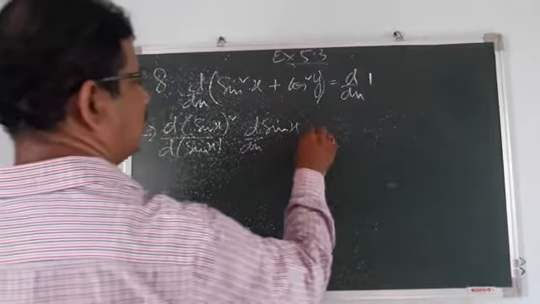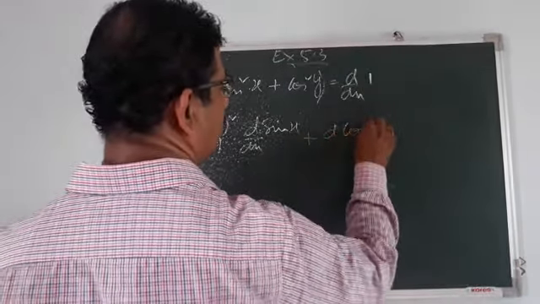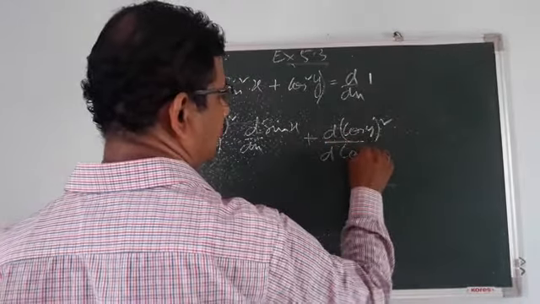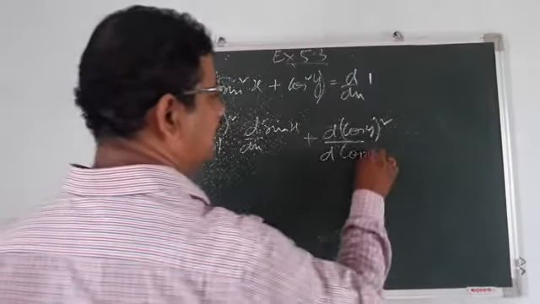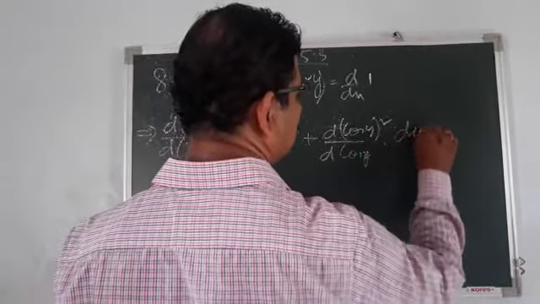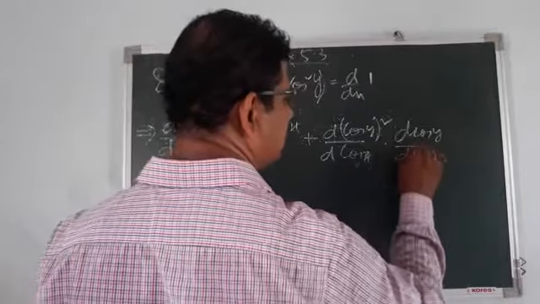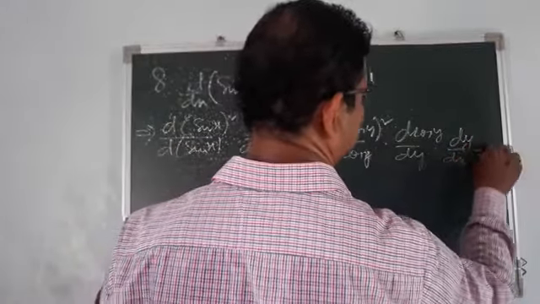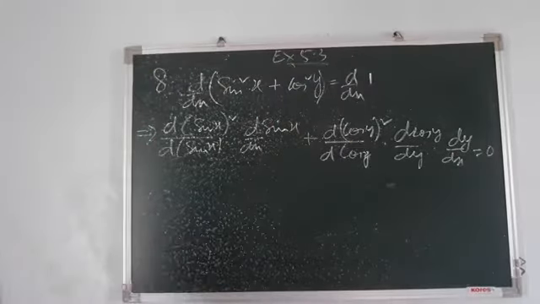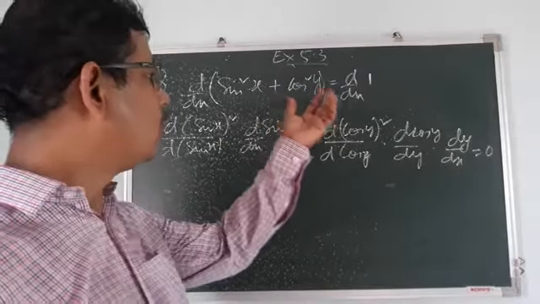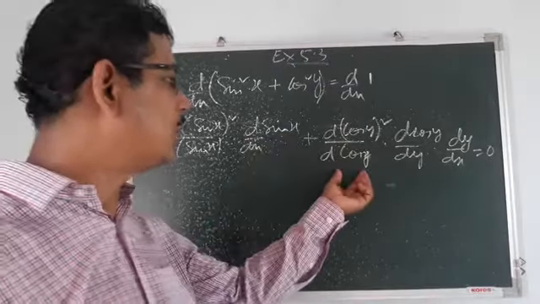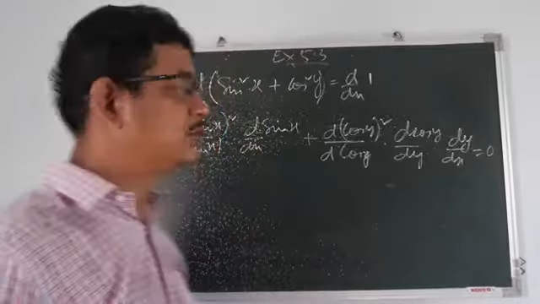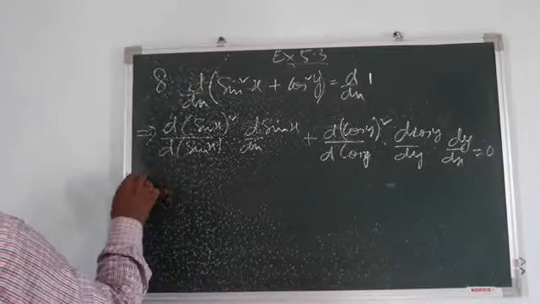Similarly for cos squared y, d(cos y) whole thing squared with respect to d(cos y), otherwise you cannot differentiate. Then differentiate cos y with respect to y. Then differentiation of y with respect to x is equal to 0. Three times the chain rule we have written here: cos y whole thing squared with respect to cos y, then differentiation of cos y with respect to y, then dy/dx.